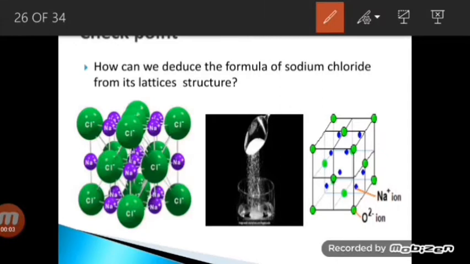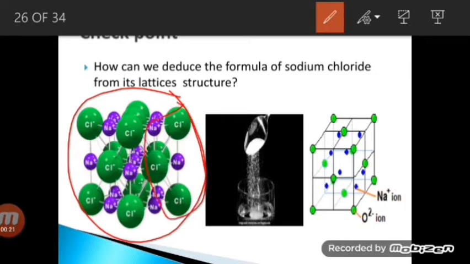To deduce the formula of sodium chloride from its lattice structure, we can determine the ratio of sodium ions to chloride ions in a formula unit. In the lattice structure of sodium chloride, each sodium ion is surrounded by 6 chloride ions, and each chloride ion is surrounded by 6 sodium ions. So the overall ratio of sodium ions to chloride ions is 1:1. Hence, sodium chloride has the formula NaCl because the ratio is 1:1. So this would be the formula unit of sodium chloride, and you can also say that this is the ionic formula of sodium chloride.